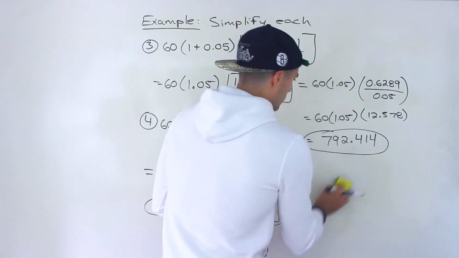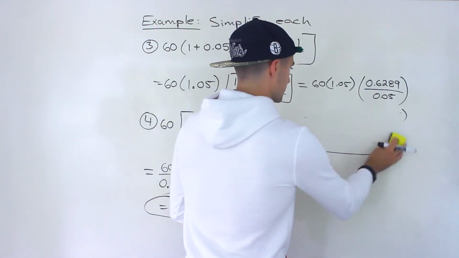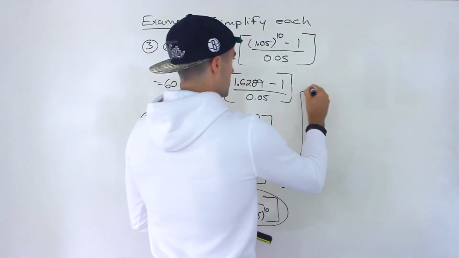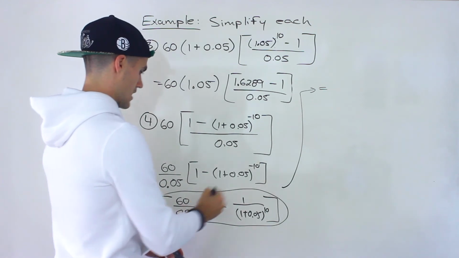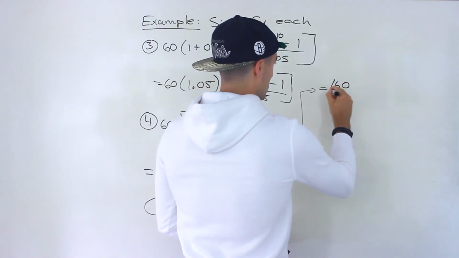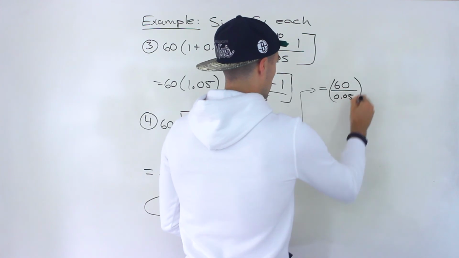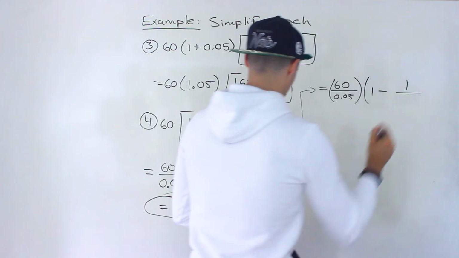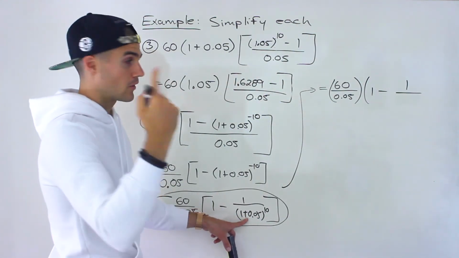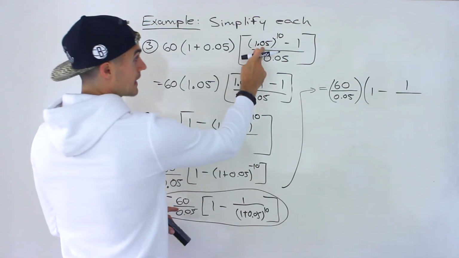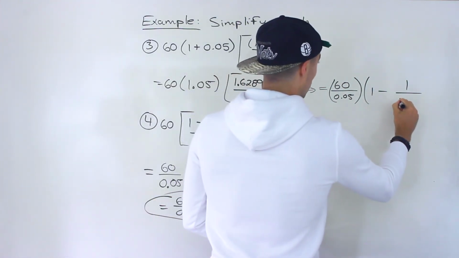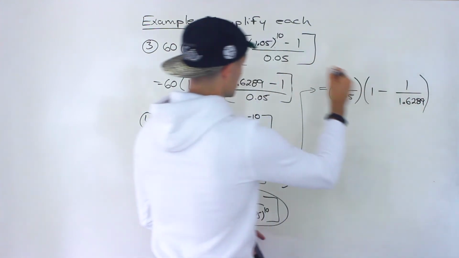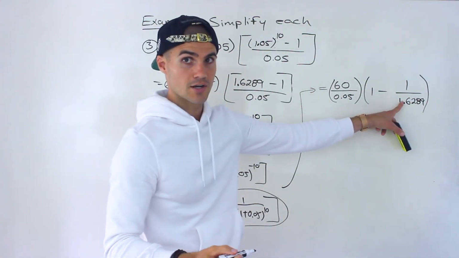And so from here, what we can do, I'm going to erase this. If we continue this up here, the 60 over 0.05, let's leave for now. And then we'll have 1 minus 1 over, now this is 1.05 to the power of 10. If you remember, we did that up here as well. That's going to be 1.6289. It's just different now because now it's in a denominator.